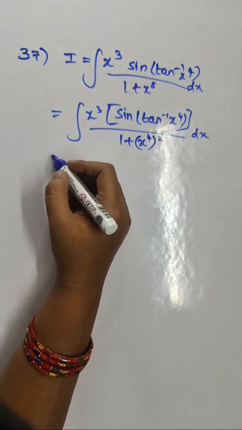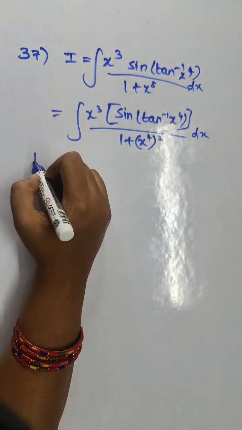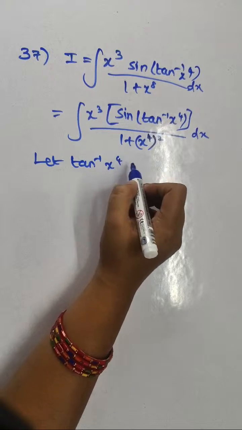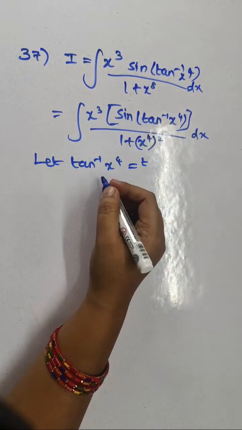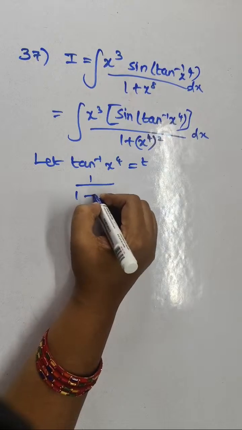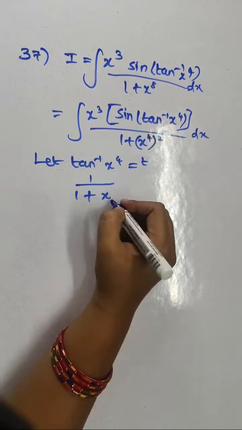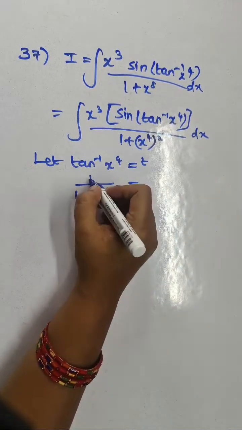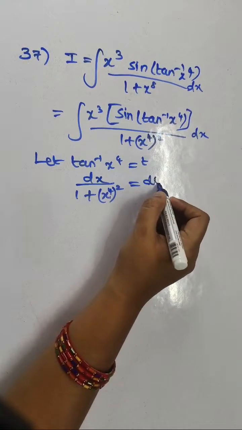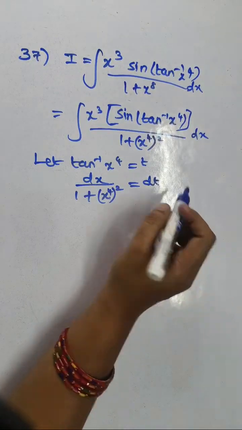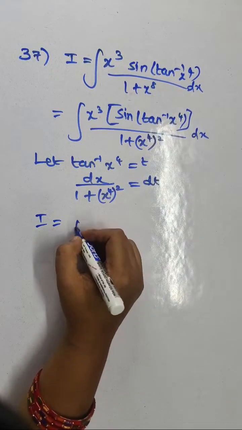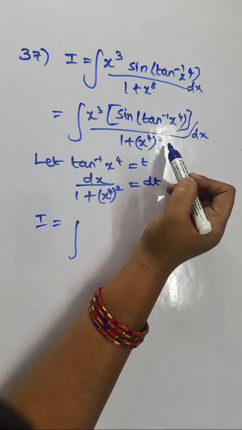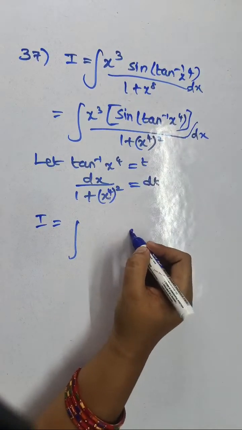And now let us take tan inverse x power 4 as t. Differentiate both sides with respect to x. So that will be 1 by 1 plus x square, but in place of x we have power 4. So that will be 1 by 1 plus x power 4 the whole square. And dt by dx, I am taking dx straight away to the left side. Now the question becomes dx by 1 plus x power 4 the whole power 2 can be written as dt.